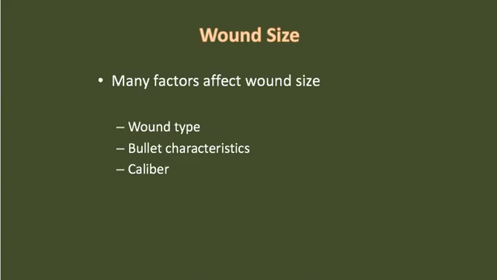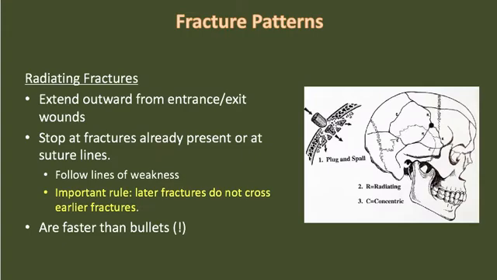In terms of wound size, many factors affect wound size. It's really difficult to get much of a concrete idea of the type of weapon based on wound size alone. There are a lot of confounding factors that are just not very easy to pin down, basically, when we're talking about wound size relative to bullet size and gun type and stuff like that.